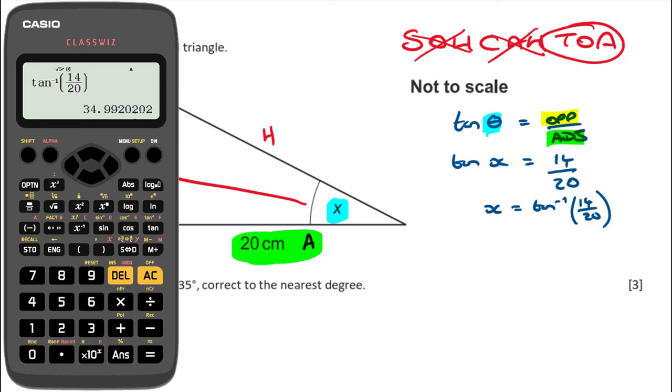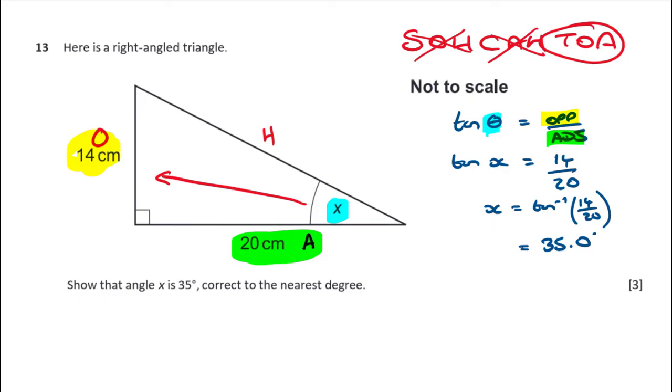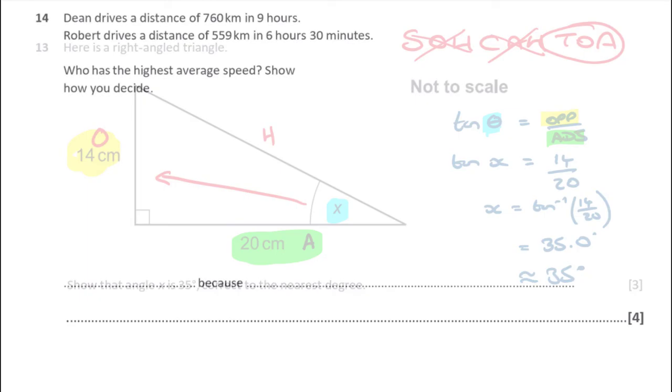And that comes out to be 34.99. Now, I would round off to 3 significant figures normally, so I'm going to write that down as 35.0 degrees, because it's an angle. Oh, we want it to the nearest degree anyway, so that's 35 degrees to the nearest degree, sorry.